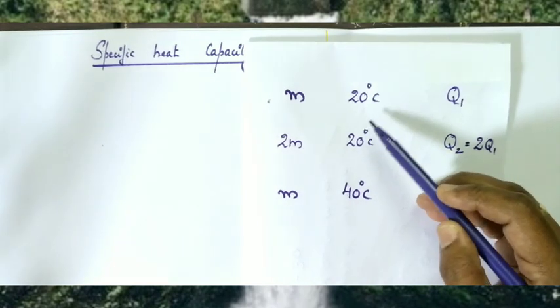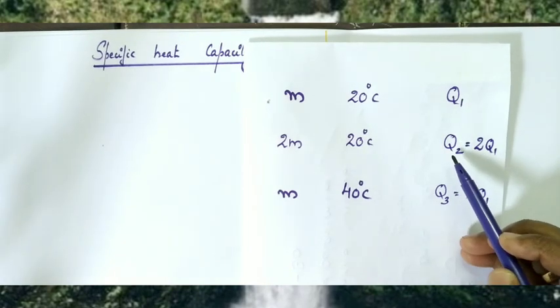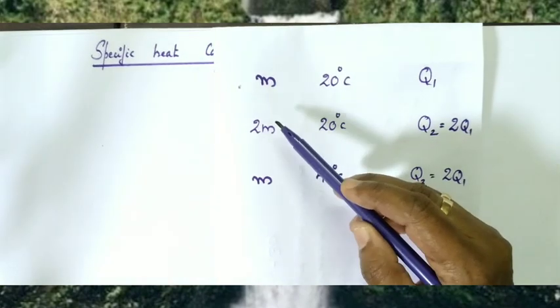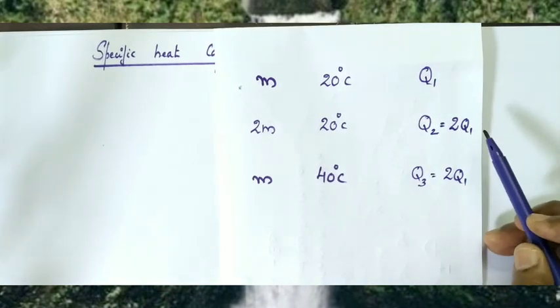If you take double the amount of mass, if 2m mass is taken, and again you want to increase the temperature by 20 degrees Celsius, how much quantity of heat is required? Let it be Q2, and Q2 is always double that of Q1 because the mass doubles. So, quantity of heat required to raise the temperature also doubles.